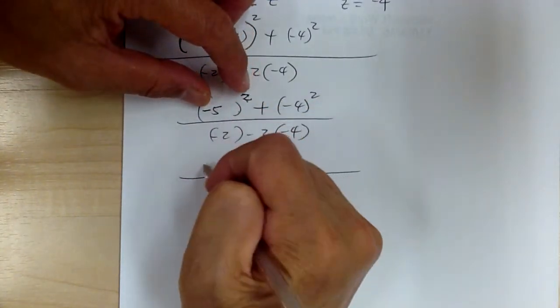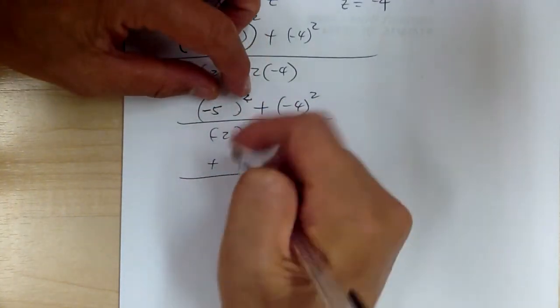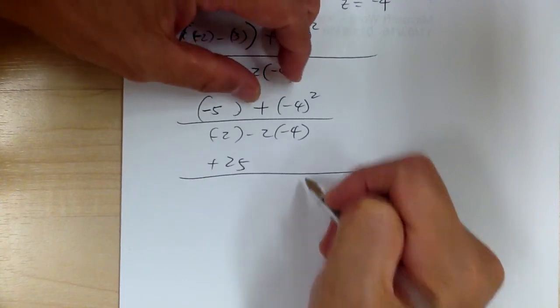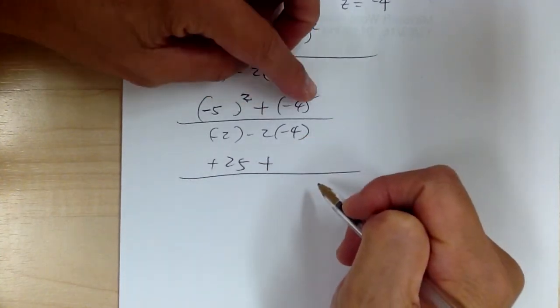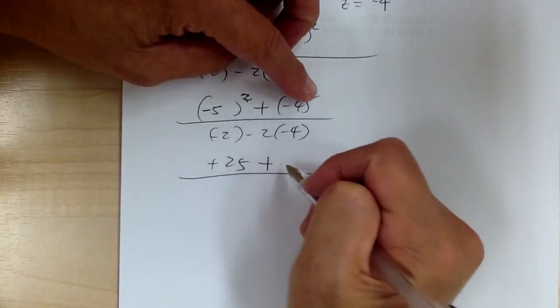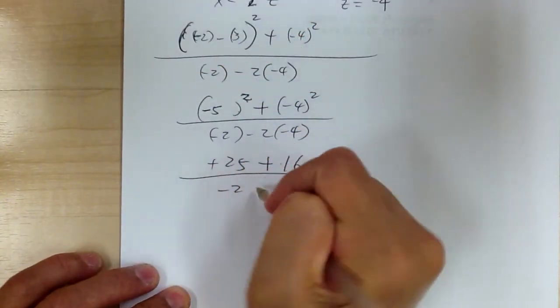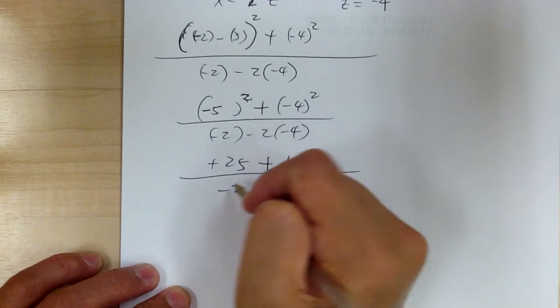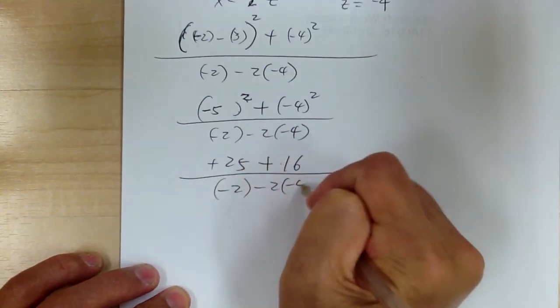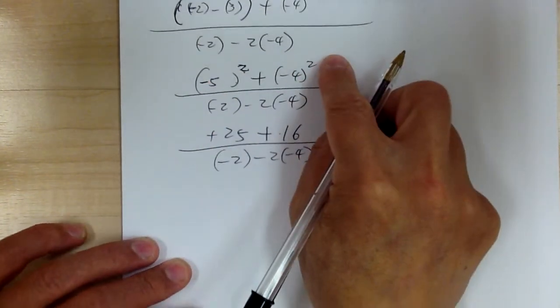So negative squared is positive. So 5 squared is 25. Over here, going to plus. Okay, negative squared is positive. It's already a plus. You don't have to write it again. 4 squared is 16. Okay. And on the bottom, again, you just leave it alone for now. Okay, so you can do the square.